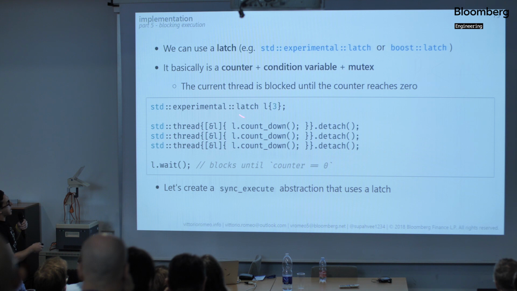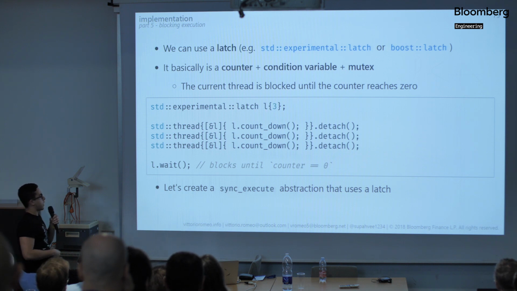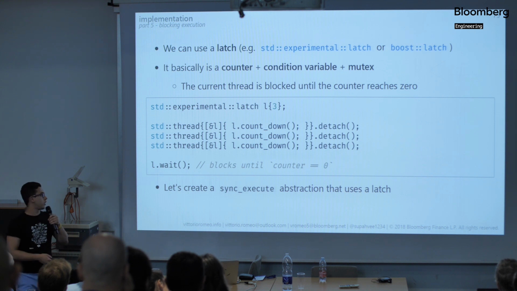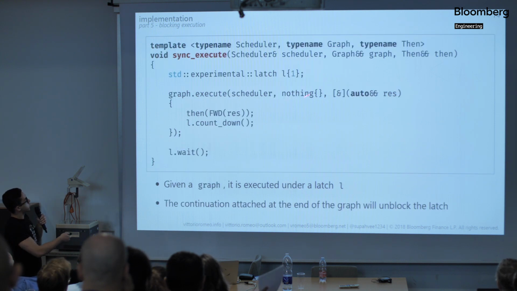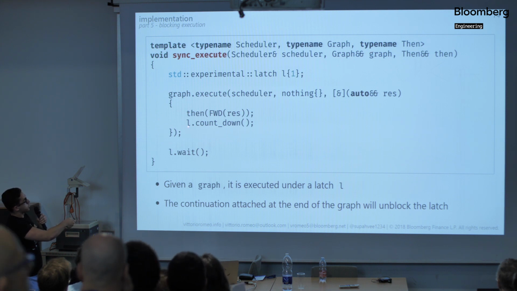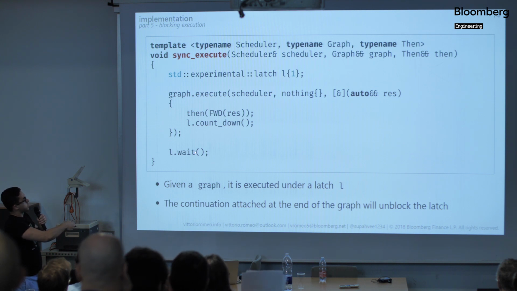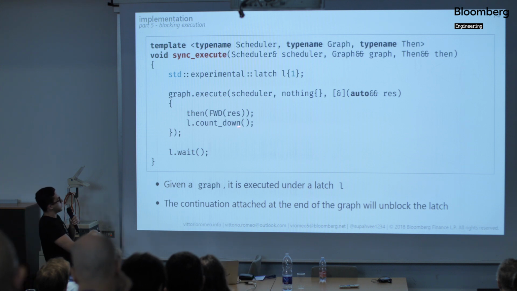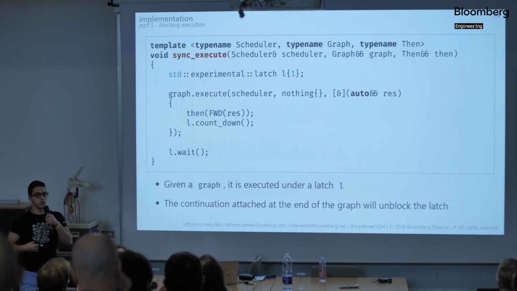The other thing we can do is get rid of the sleep over here, and what we do is basically use a latch, which is a counter that allows us to block until the counter reaches 0. We provide an abstraction that says we want to execute this graph synchronously, so we have a latch, we execute the graph, and we attach a countdown on the latch as the continuation, and wait on the latch. So we're saying execute this graph however you want. When you are done, decrement the latch, and when the latch is 0, just unblock it. This allows us to prevent the sleep and have deterministic lifetime of the graph.